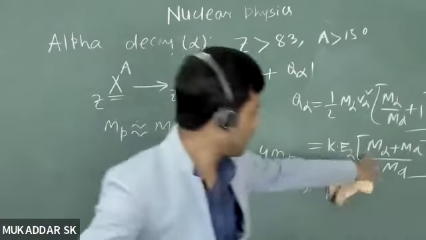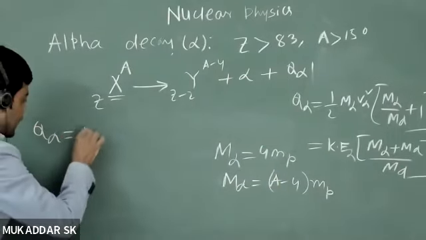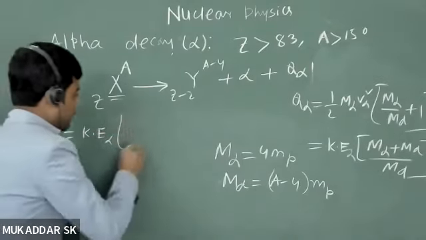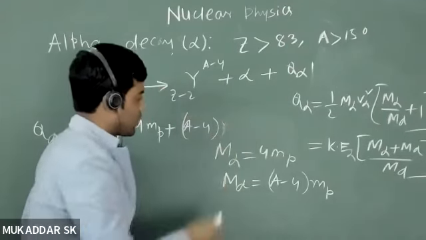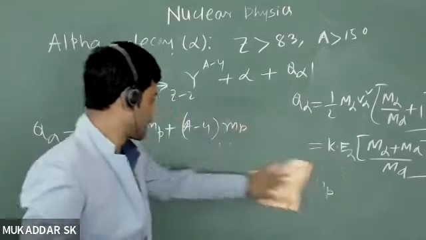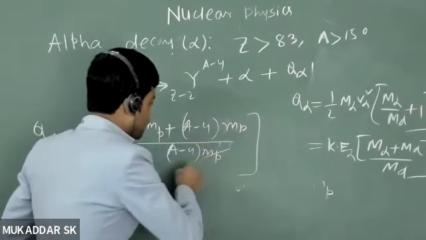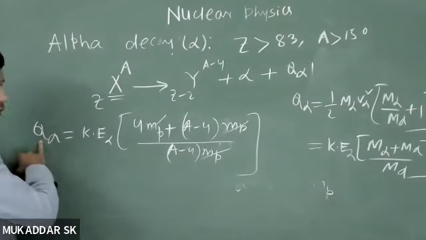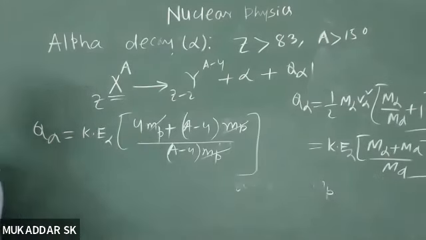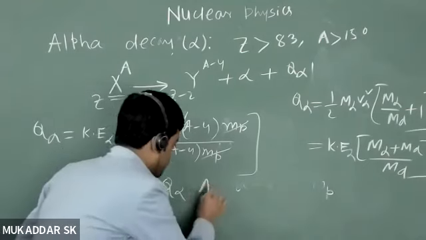So in place of m alpha and m d, I'll substitute these values. If you do that, the energy release in alpha decay will be the kinetic energy of the alpha particle times: in place of m alpha, 4 m p, plus A minus 4 m p, the mass of the daughter, divided by A minus 4 m p. I can see that m p is common to numerator and denominator, and A minus 4 plus 4 gives A divided by A minus 4. So the energy release in alpha decay is the kinetic energy of the alpha particle into A divided by A minus 4. What does this mean? The kinetic energy of the emitted alpha particle will be the energy release into A minus 4 by A.